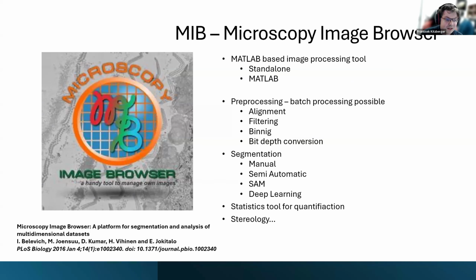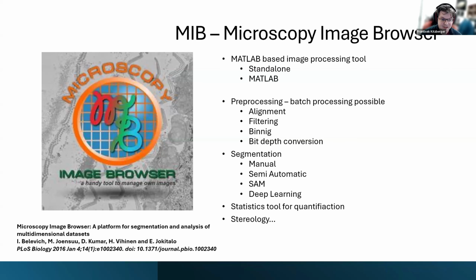So when you are working with the MIB, you can do the pre-processing step, which can start with the alignment. You can filter the image there. You can bin it. You can also decrease the bit depth. And after these pre-processing steps are done, you go to the actual segmentation. Again, I will mention some manual tools, some semi-automatic tools, then the Segment Anything and deep learning as well.